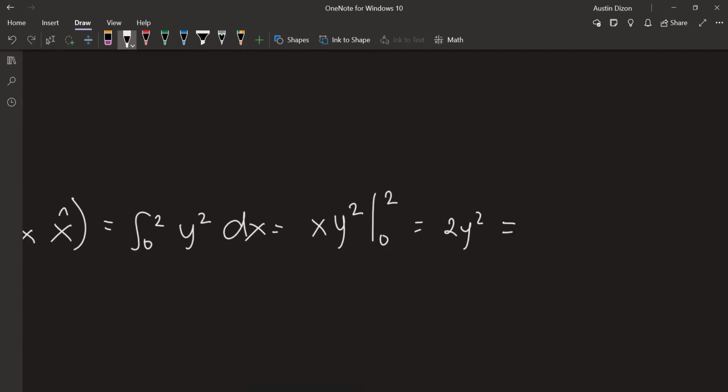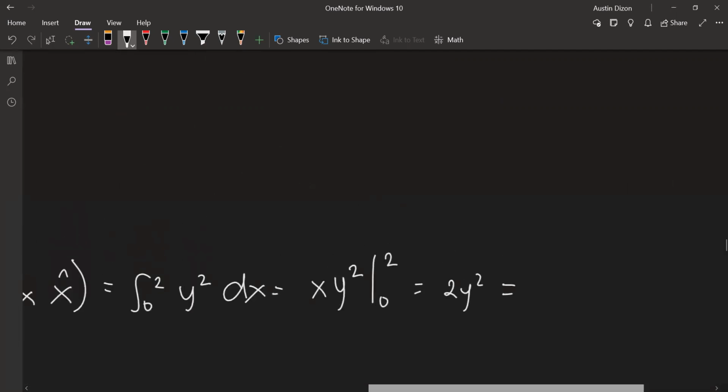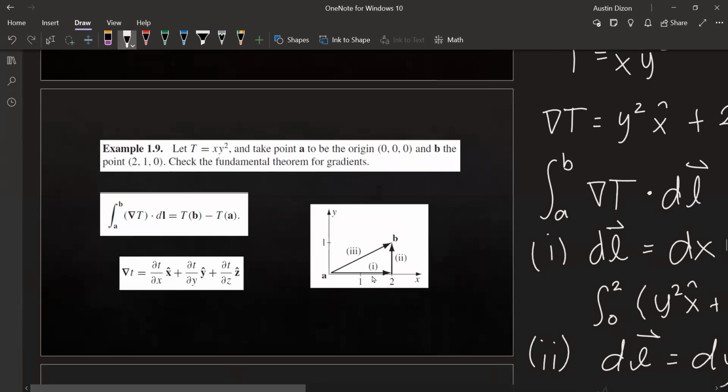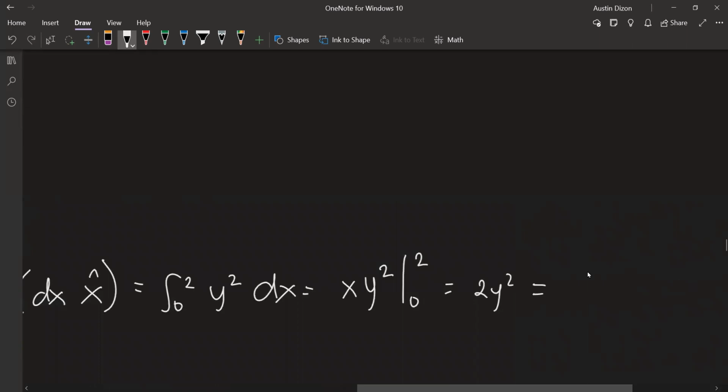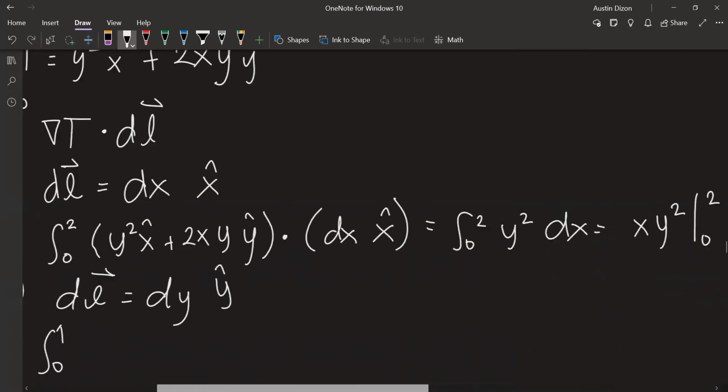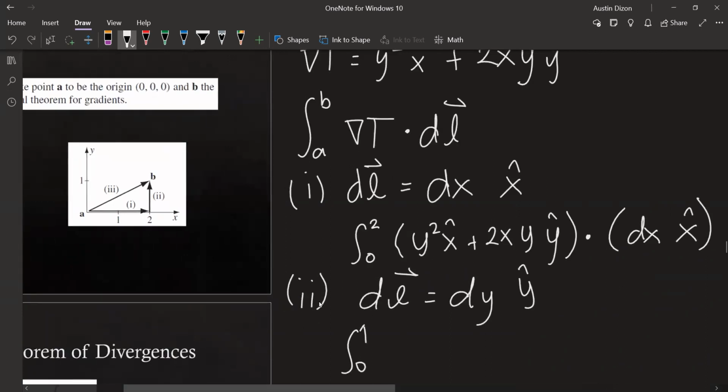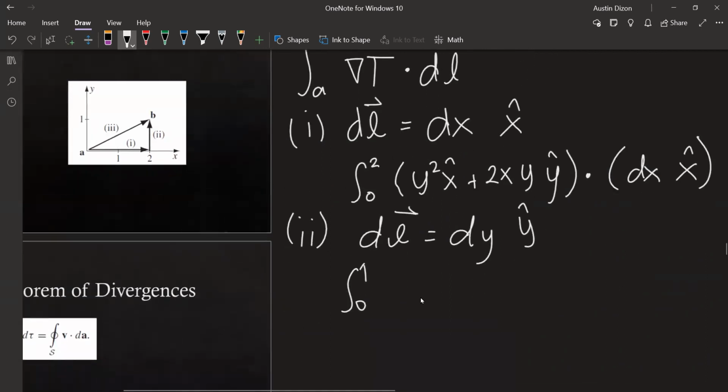Anong value ng y at this point? So, nasa baba tayo, di ba? So, dapat y is equal to 0. So, dapat 0 ito. Okay? Nakalimutan ko siyang gawin. I'm very sorry, guys. And then, just look back. Gamitin pa rin natin to.